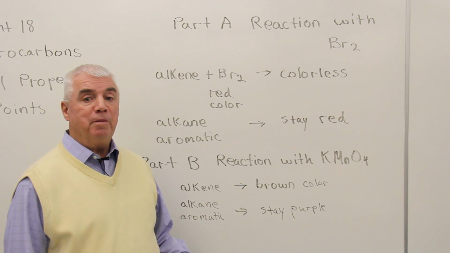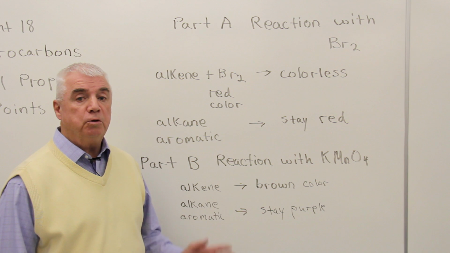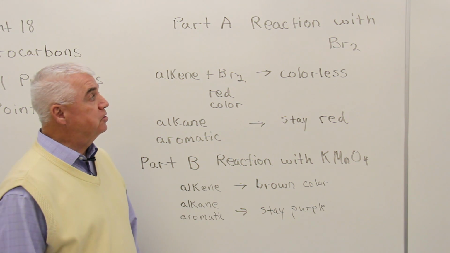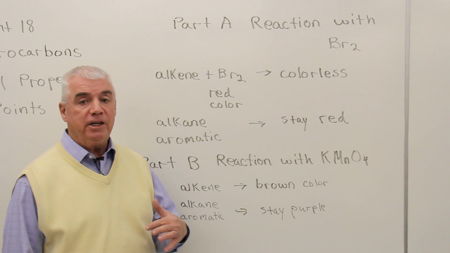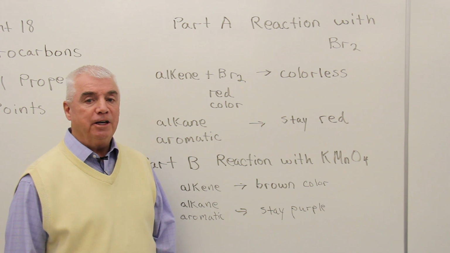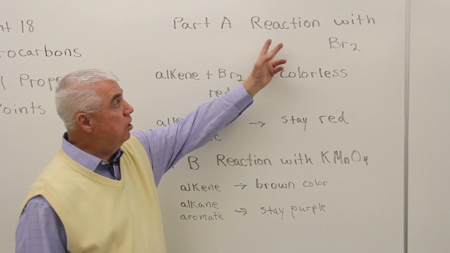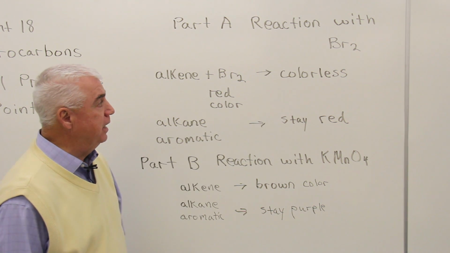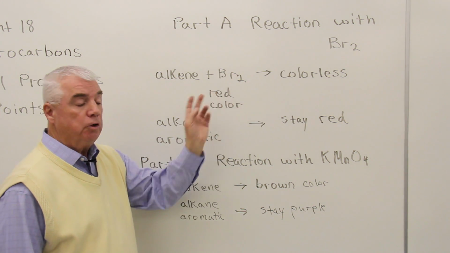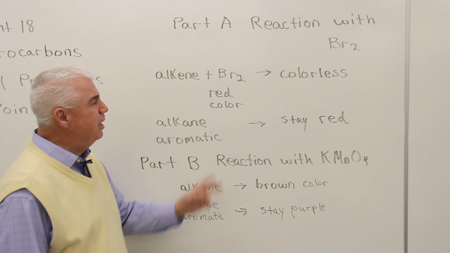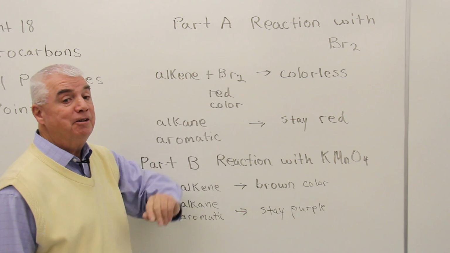Chemical properties means reactions, and you'll use 3 reactions to decide if you've got an alkane, alkene, or an aromatic as your hydrocarbon unknown. Well, let's look first at reaction with bromine. Bromine, when it's in solution, is a bright red color. Well, not bright red, but red, we'll say.